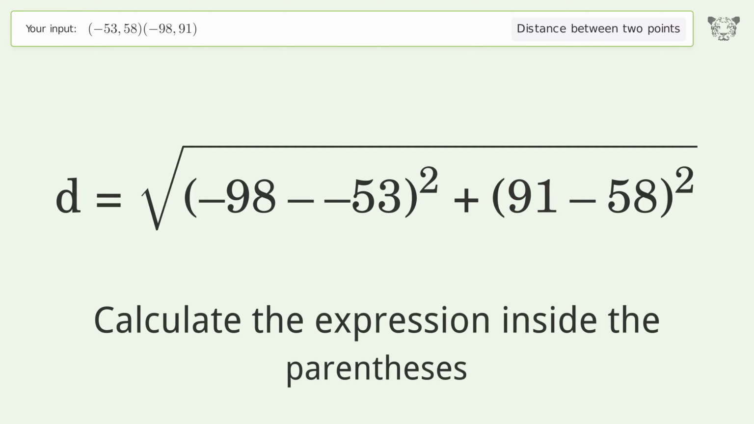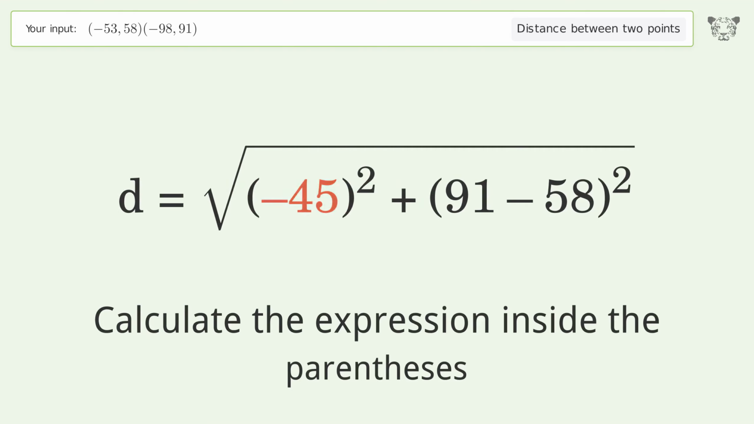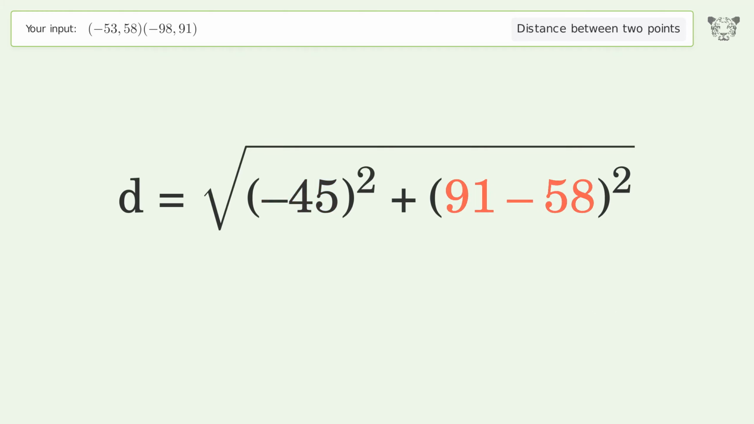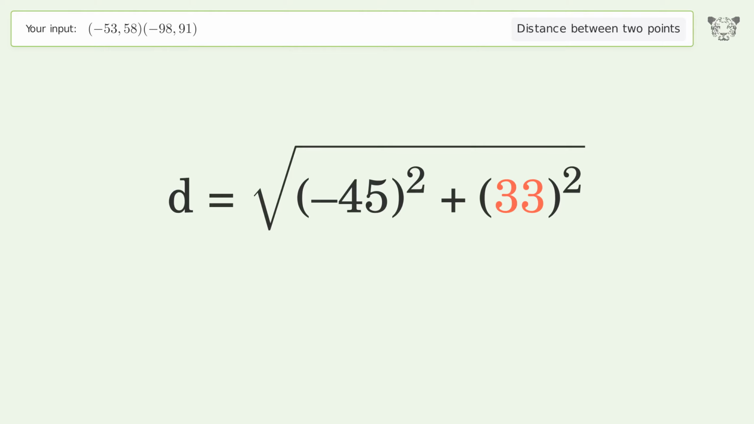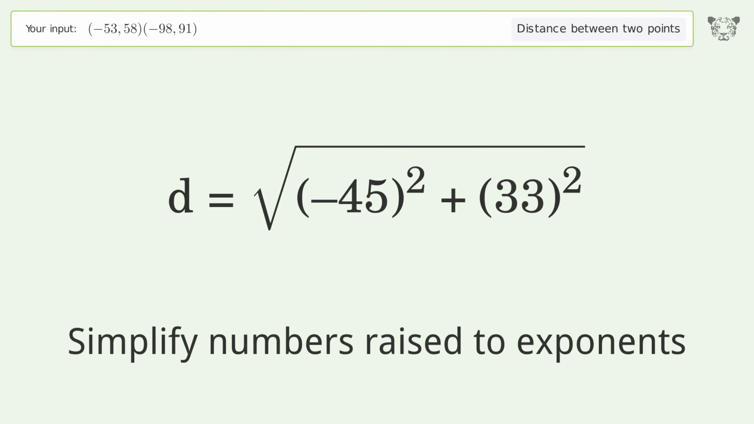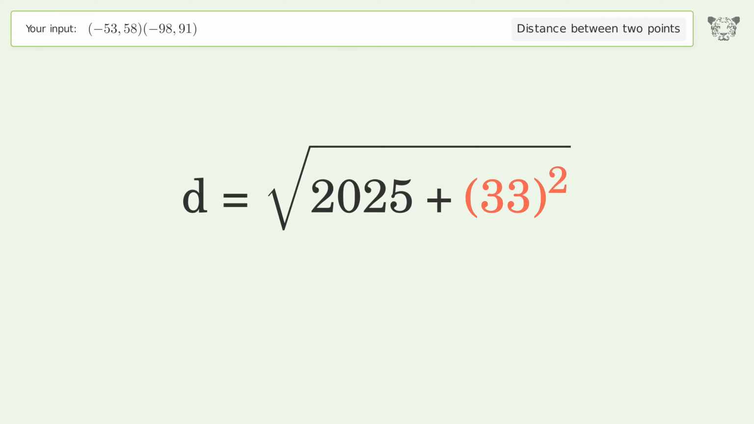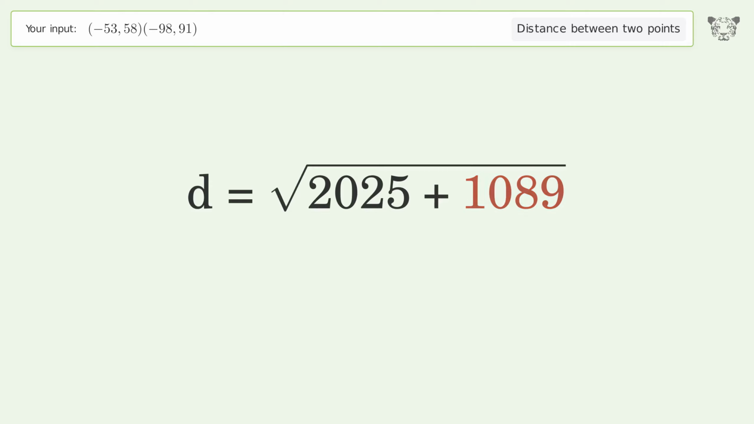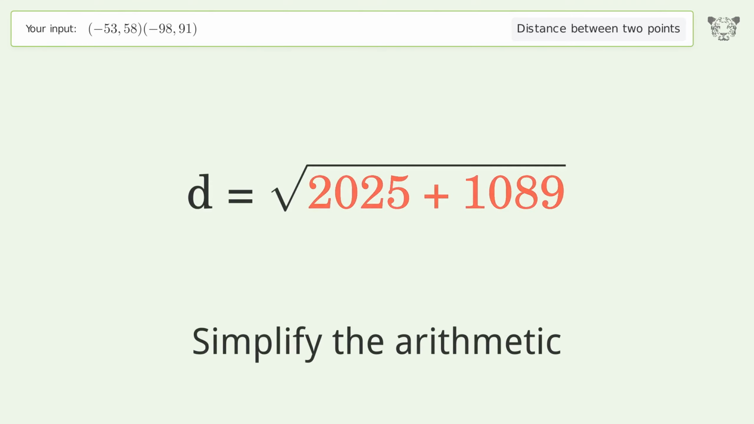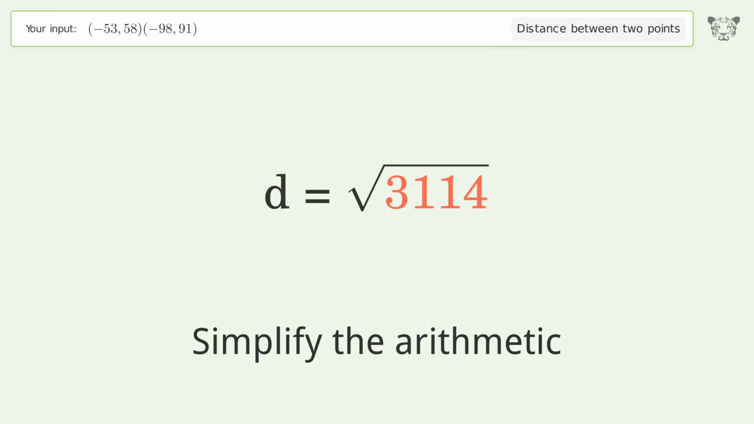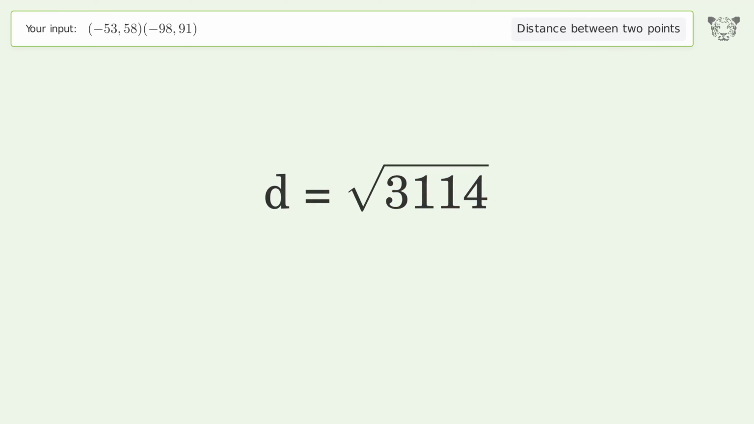Calculate the expression inside the parentheses. Simplify numbers raised to exponents. Simplify the arithmetic. And so the distance between the 2 points is the square root of 3,114, or 55.803.